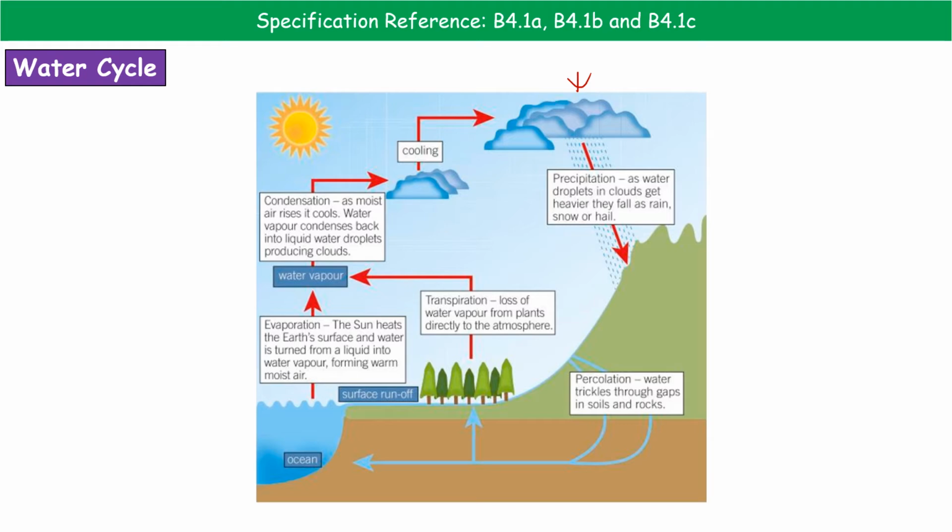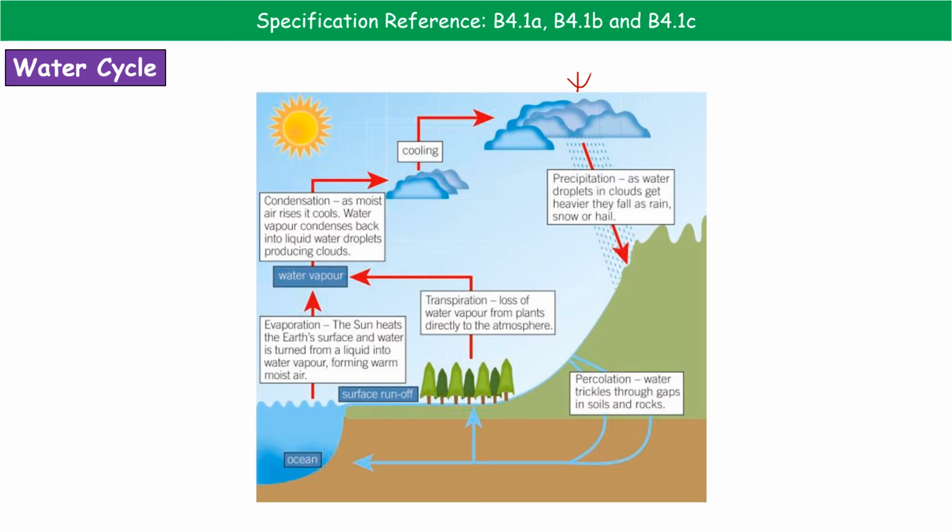Once we've got that water in the ground, some of it is going to be taken up by plants, by their roots. That water in the plants is going to go through the process of transpiration, and therefore we have loss of water vapour from the aerial parts of the plant, and that water vapour goes into the atmosphere.